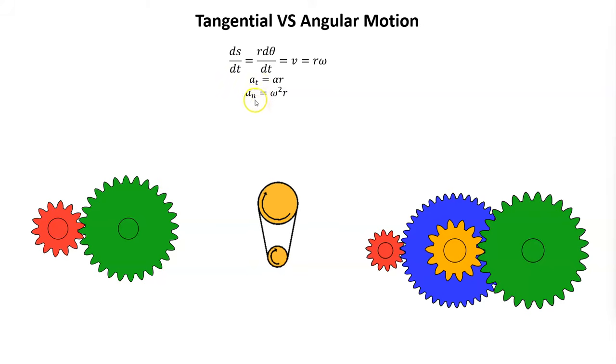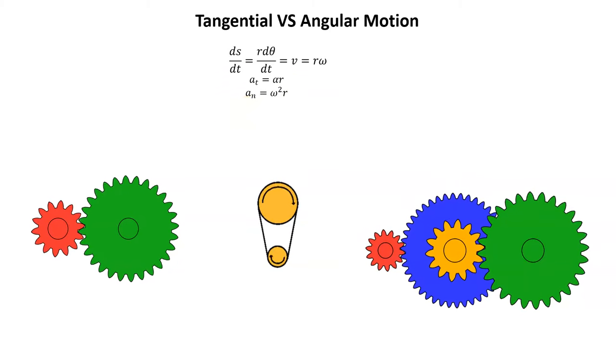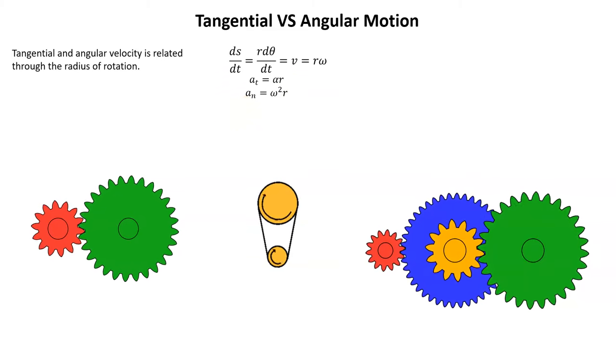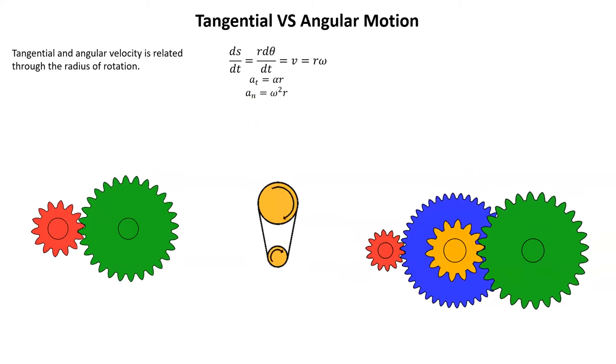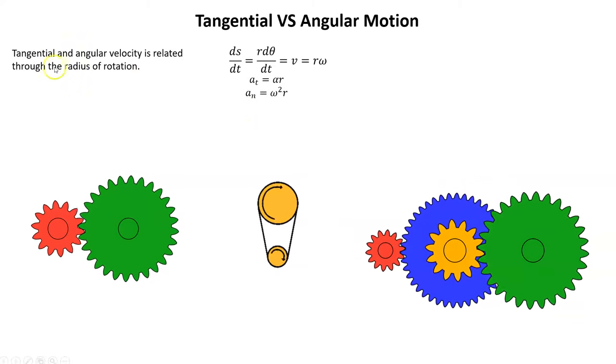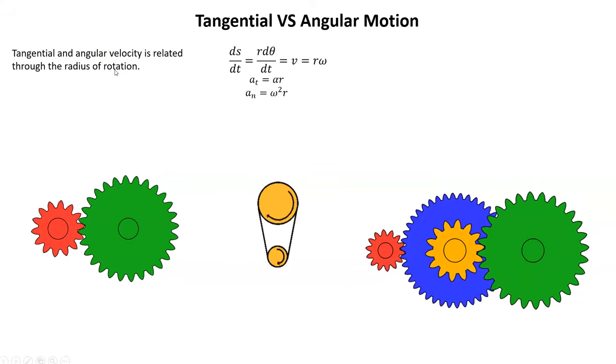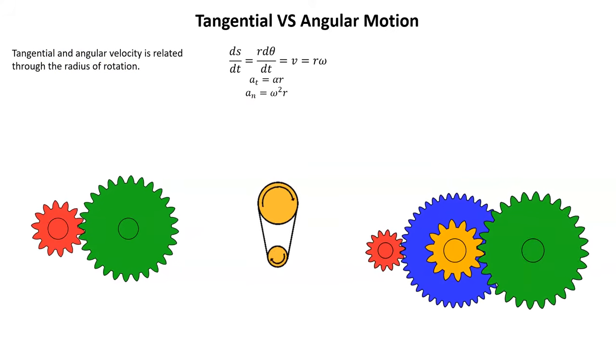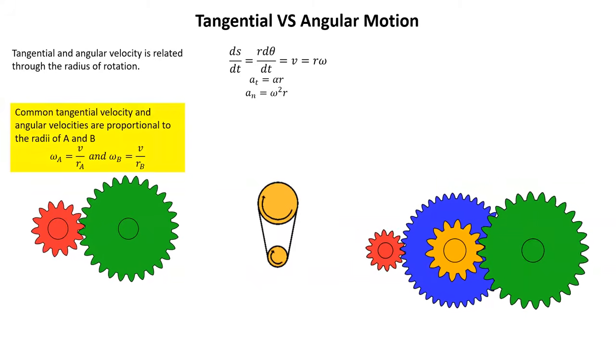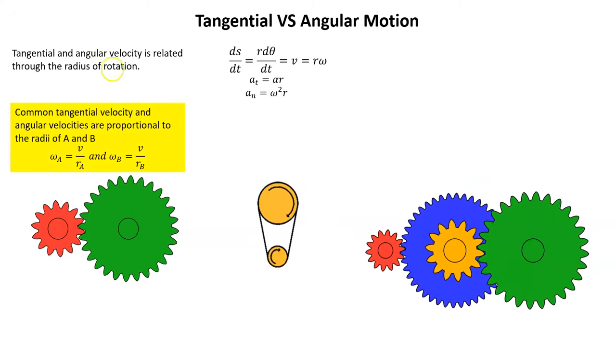And then you've got something called the normal acceleration, going inward into the turn or inward into the radius, and that is angular velocity squared times your radius. So tangential and angular velocity are related through the radius of motion. And this is where you have those common equations.